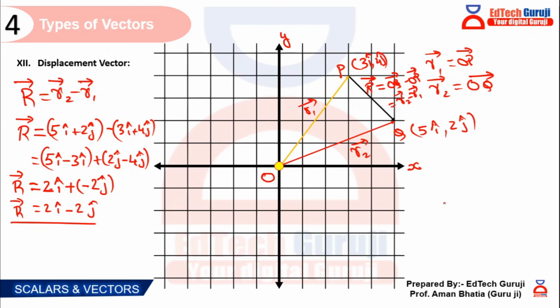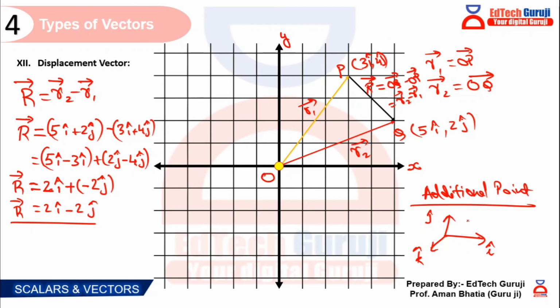Now one additional point, a very simple name I am telling you. i, j and k. If this is i cap, this is j cap, and this is k cap, all three are perpendicular to each other. Such vectors, any two vectors that are perpendicular to each other, are called orthogonal vectors. So orthogonal vectors are vectors which are perpendicular to each other. This was the additional point.